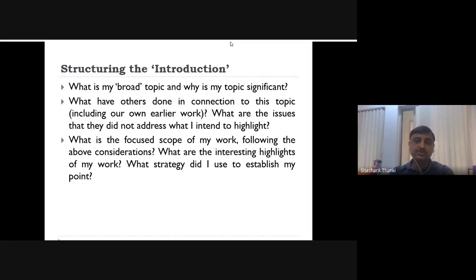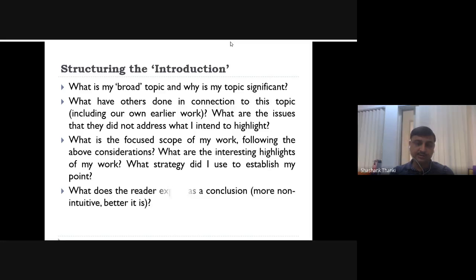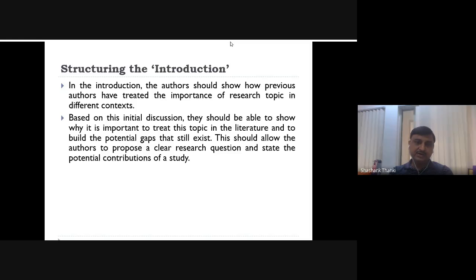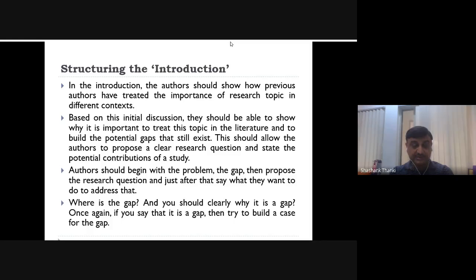What strategy did I use to establish my point? Let me move a bit faster. Yes, in this final tab, you can see where exactly the gap is. You should pinpoint the exact gap on which you are working. It should help you to develop your research objective as well as questions or hypotheses or propositions. And how will you say that these are the gaps? Based on a thorough literature review.